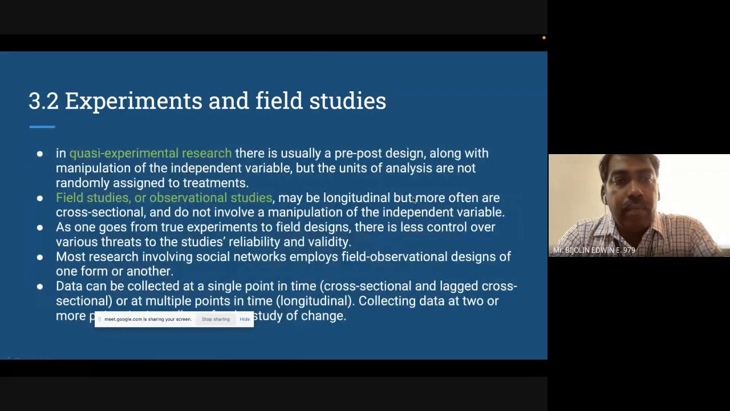And here we have two methods of experimental field studies. One is quasi-experimental research, and the other one is observational studies. When you take quasi-experimental research, there is a pre-post design. That means prediction. We can predict, and we can analyze, and we can tell that this can be one of the outcomes of this particular independent variable.